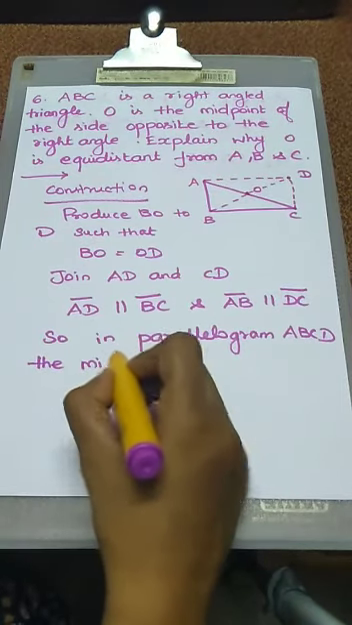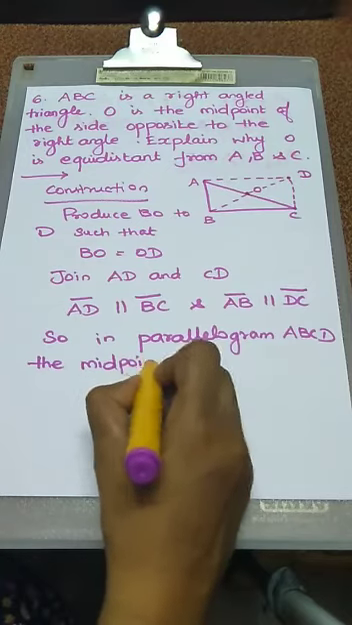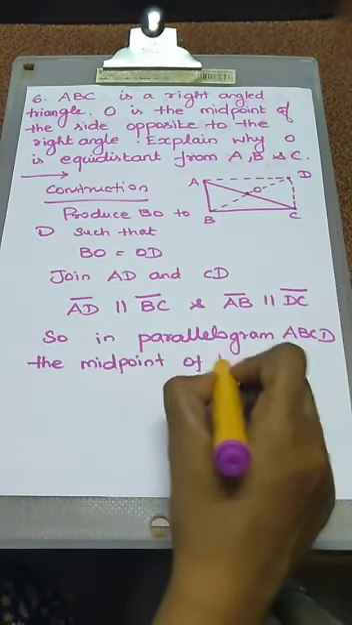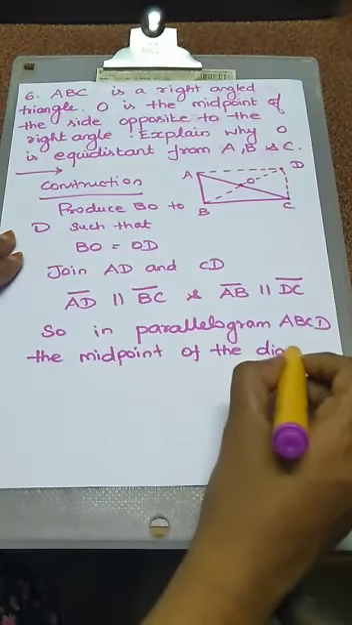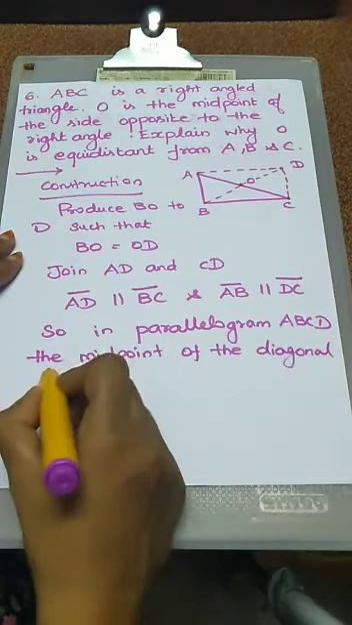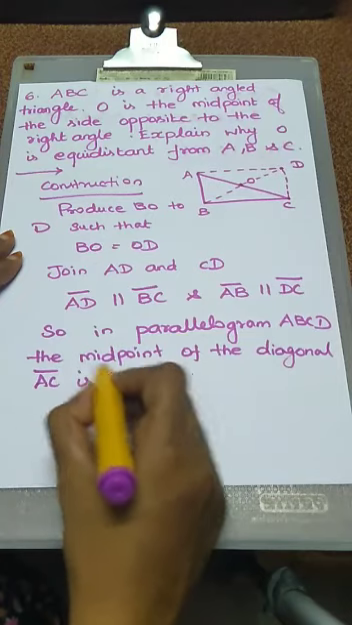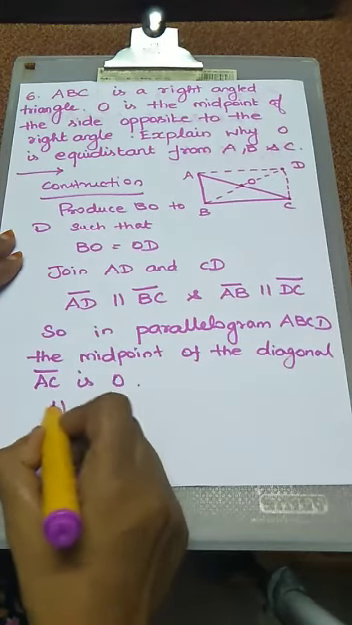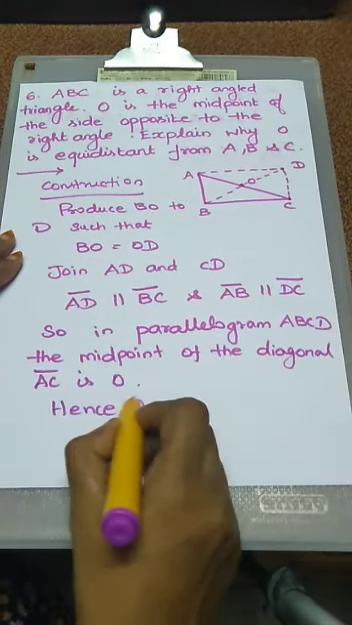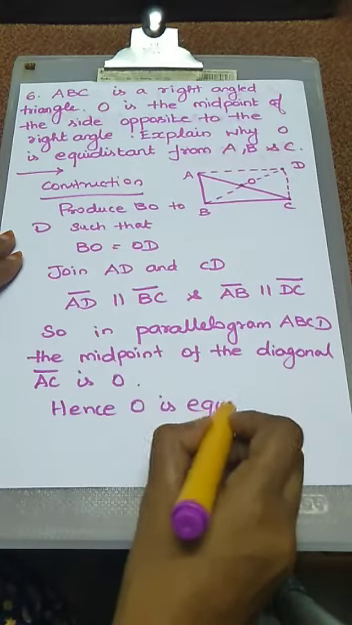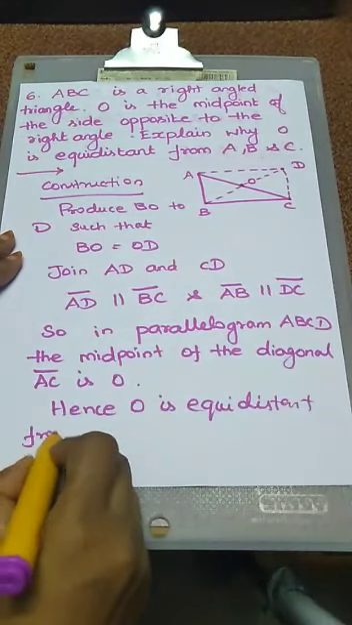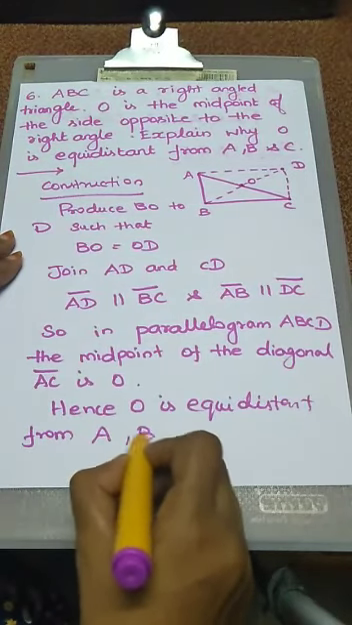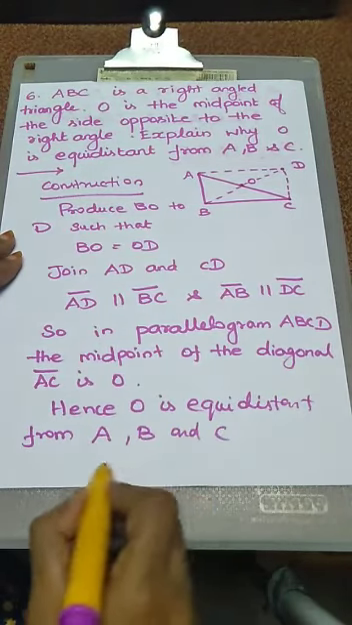So the midpoint of the diagonal AC, actually that is the point O. Hence O is equidistant from, what are the points? A, B and C. That's all.